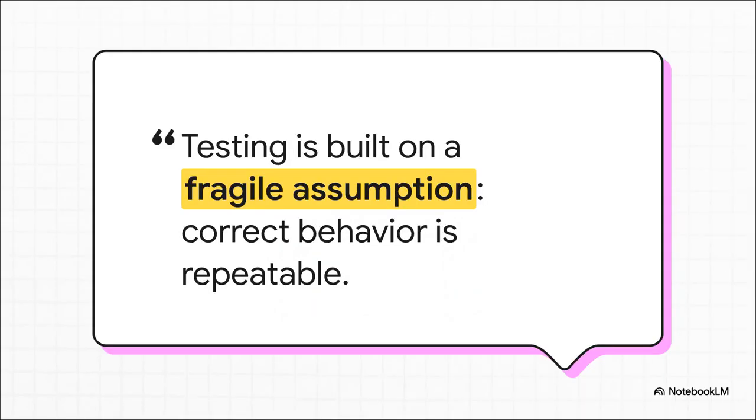Let's just jump right in with a quote from our source that I think perfectly nails the paradigm shift we're looking at today. Modern software testing is built on a fragile assumption: correct behavior is repeatable. For deterministic code, sure, this holds up. But for autonomous agents, like a cloud agent working its way through a UI, that assumption completely shatters.